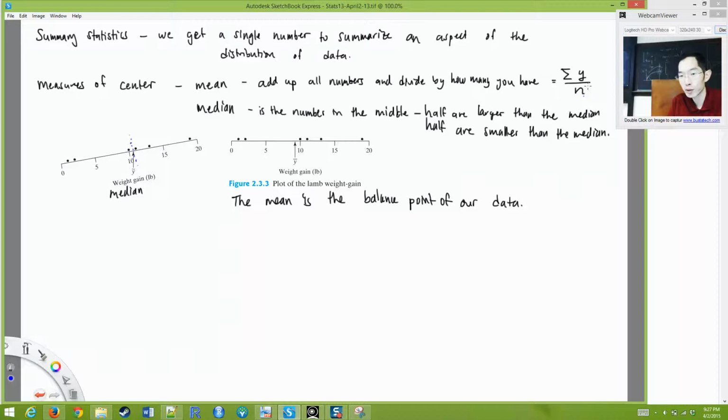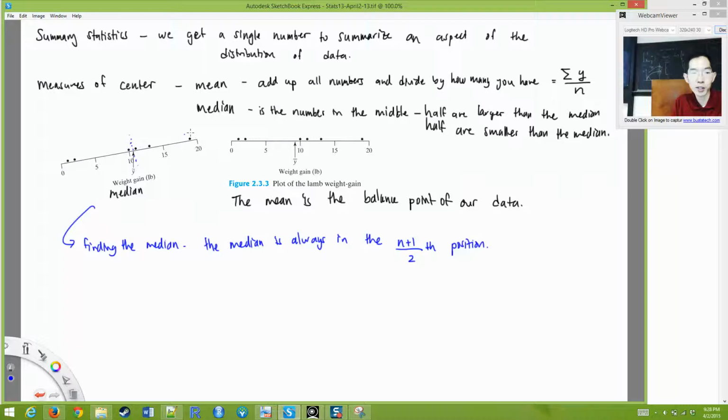Calculating the mean, we discussed already. You add up all the points and you divide by n. Calculating the median, you find the point in the middle. Finding the median, the median is always in the n plus 1 divided by 2th position.